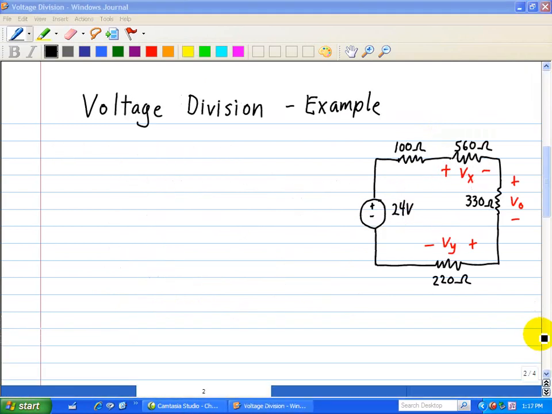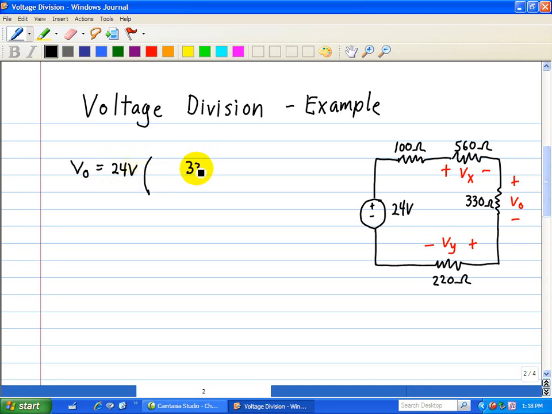Okay, let's apply this voltage division technique with this example where we have a 24 volt source connected to 4 series resistors: 100 ohms, 560, 330, and 220. So let's find the voltage VO, then we'll find the voltages across VX and VY. The voltage VO corresponds to the 330 ohm resistor. So VO is simply 24 volts times the 330 ohm resistor divided by the sum of all the resistors that are in series.